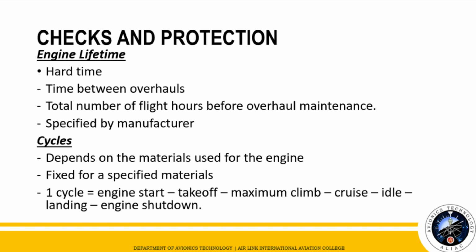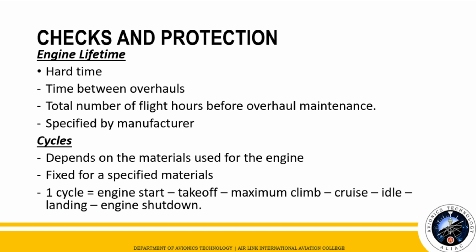Depending on the materials used for the engine and fixed for specified materials, one cycle is: engine start, takeoff, maximum climb, cruise, idle, landing, engine shutdown. So the cycle typically refers to one complete operation of an aircraft including takeoff, climb, cruise, descent, and landing. This term is often used to describe the number of cycles that an aircraft or its components have undergone, as it can be a useful measure of wear and tear.